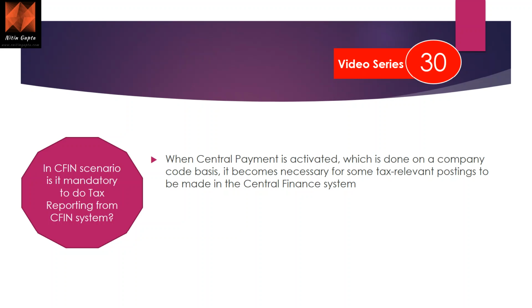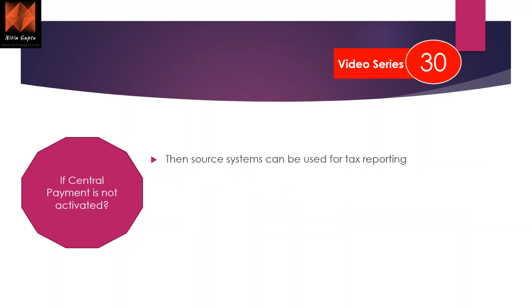So that's what it says. When central payment is activated, which is done on a company code basis, it becomes necessary for some tax related postings to be made in the central finance system. If central payment is not activated, as I mentioned, then source systems can be used for tax reporting. You are using your central system just as a data warehouse. You just replicate the data. You can use it for any of your other functional reporting, but your tax reporting can still be continued from your ECC system.